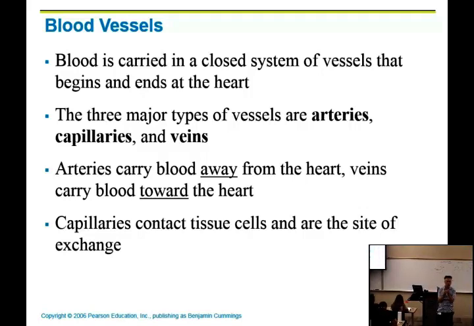So they tend to have thicker walls. We're not going to be exchanging things across the walls. We're going to wait until we get to the capillaries. So the capillaries are the most numerous. They're the smallest because they're everywhere, almost everywhere next to the cells in the body.